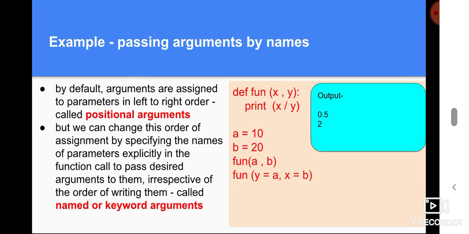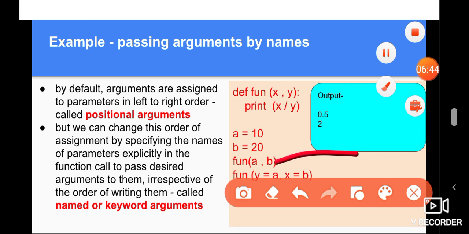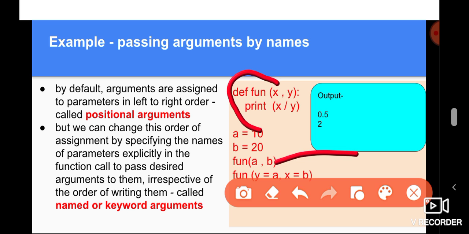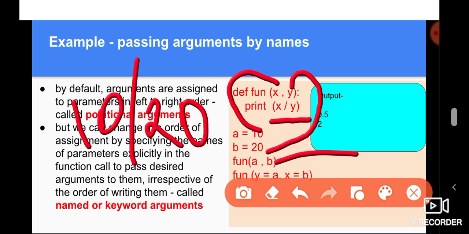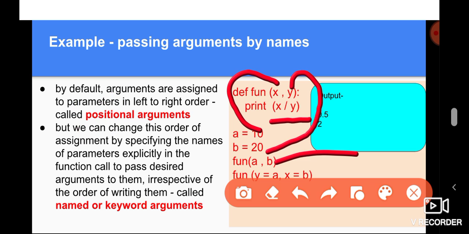Now we should also look at the output of this program. See, in the first function call, when we passed a and b into x and y respectively, value 10 was put into parameter x, and value 20 was put into parameter y. And what this function did is to divide x by y. So it divided 10 by 20, which resulted in 0.5, and 0.5 is printed here in the output.